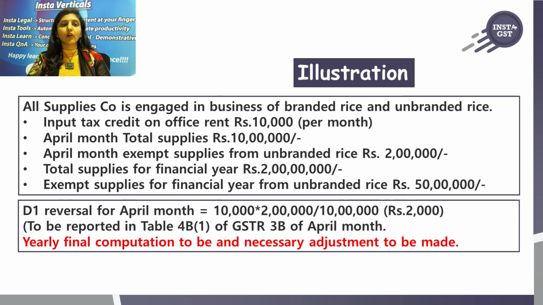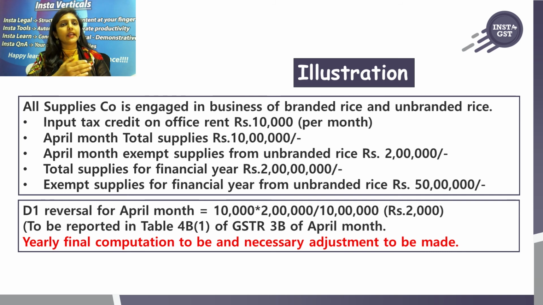Now, for the month of April, the ITC reversal is required in this proportionate manner of exempt versus the total turnover, which comes up to rupees 2000. This needs to be reported in table 4B1 of GSTR 3B of April month, and the corresponding reversal needs to be done. However, similar computations would have occurred from April to February.